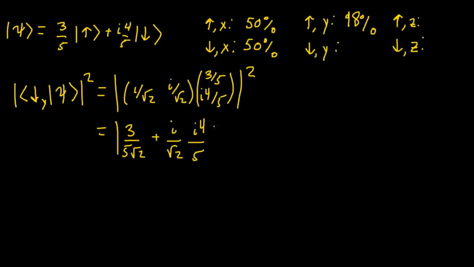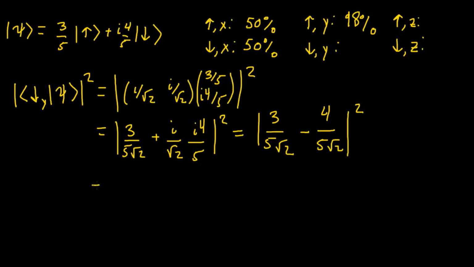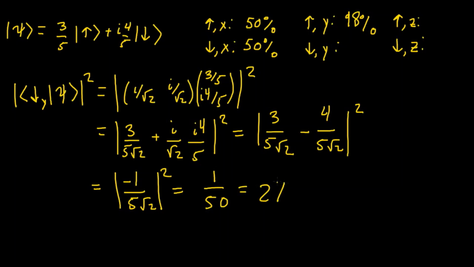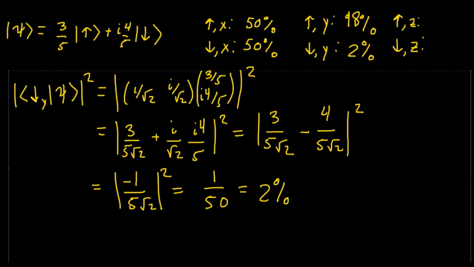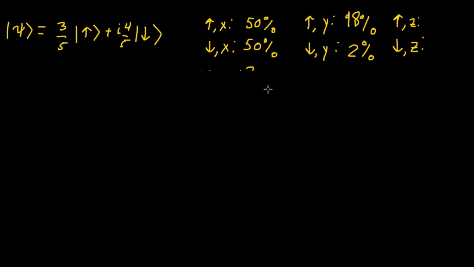So that's that. I squared is equal to -1. So this is equal to the absolute value of -1 over 5 root 2 squared, which is equal to 1 over 50, which is equal to 2%, which is exactly what it had to be. But it's good to confirm it anyway.